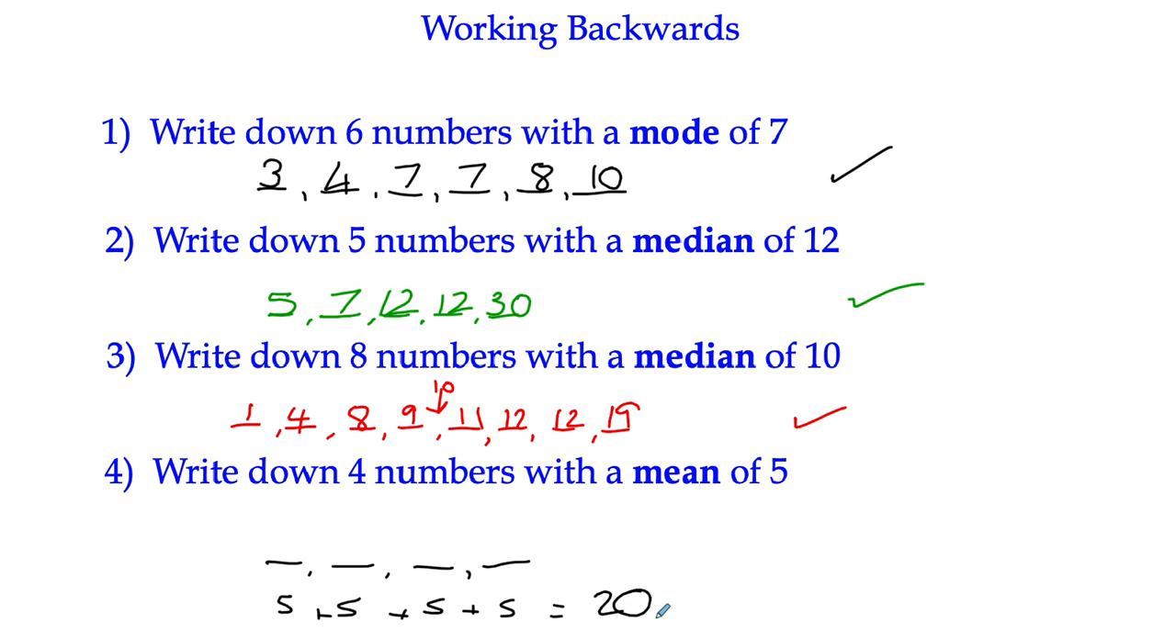Again, it doesn't have to be in numerical order. So I'm just going to literally pick some numbers at random. I'm going to pick 7 and I'm going to pick 11. What does that give me? That gives me 18 already. So I could put 1 and 1. Okay, there we go. And as long as you don't go over 20 or you're not under 20, then those 4 numbers will have a mean of 5, because 7 add 11 is 18, plus 1 is 19, plus 1 is 20, and 20 shared out between 4 numbers is 5.